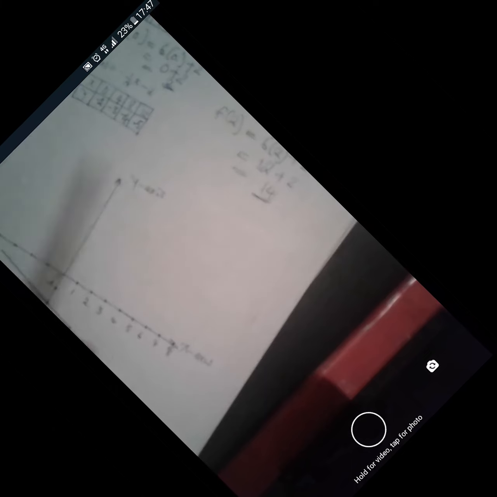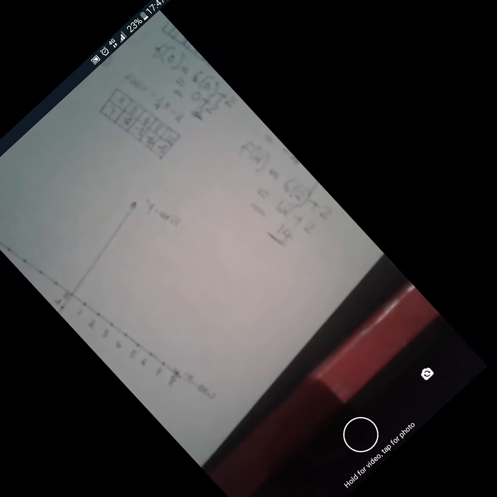Just don't try to mix the results. So if it's 0, you have to solve for y when x is 0. Then you have a pair (0, -2). That's how you graph a linear function.